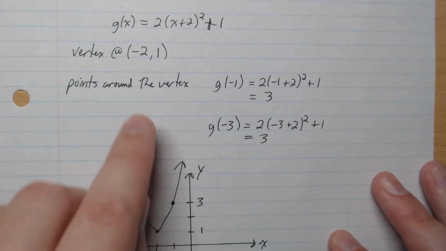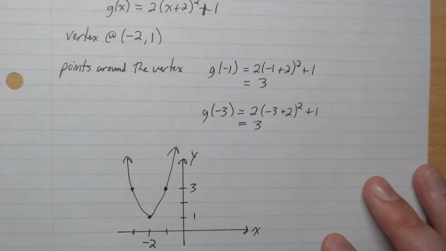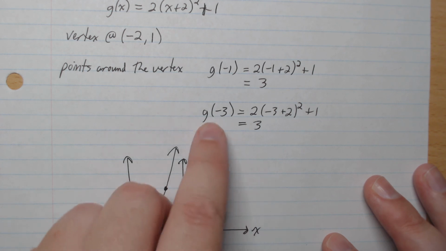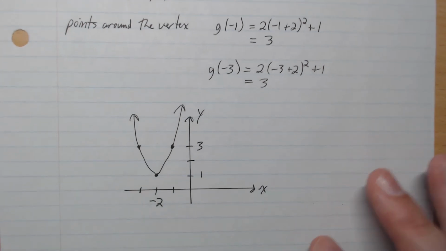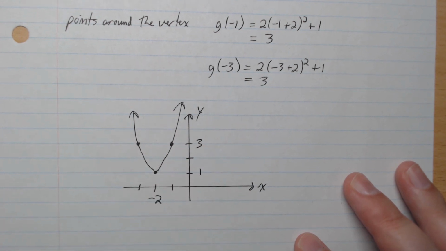Points around the vertex would be x equals negative 1 and x equals negative 3, like that. So we plug in negative 1, we get 3. Plug in negative 3, we get 3 like that. So here's our vertex and our 2 points around the vertex. And so there's the graph of our quadratic.